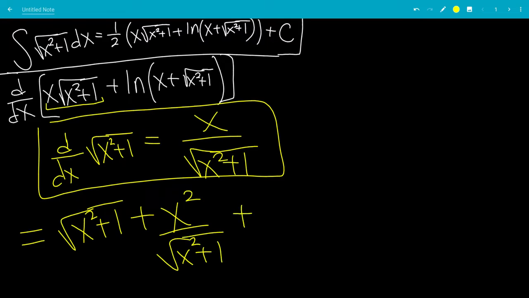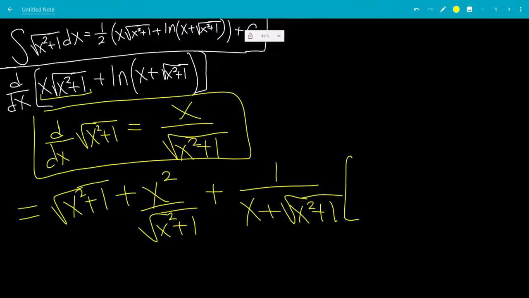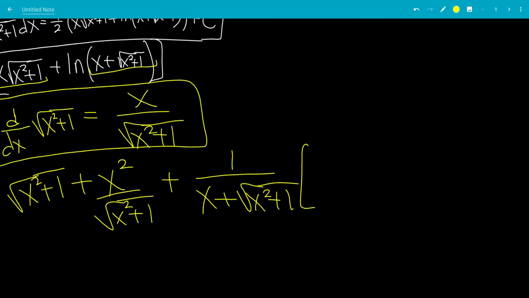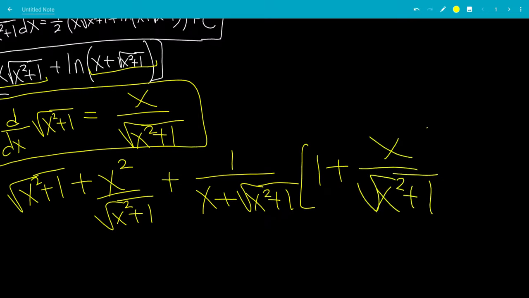So now we have the derivative of ln of x plus the square root of x squared plus 1. So the derivative of ln of something is 1 over that something, multiplied by the derivative of the inside, which is the derivative of x, which is 1, plus the derivative of the square root of x squared plus 1, it's this result, it's x over the square root of x squared plus 1.